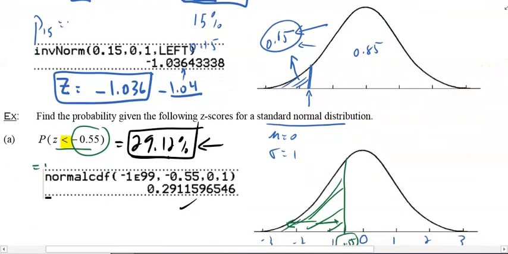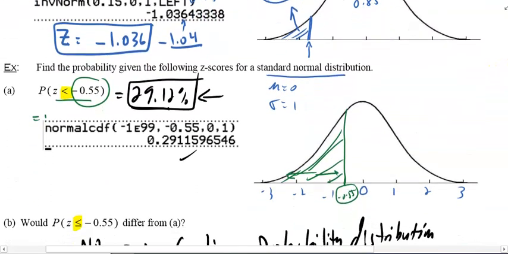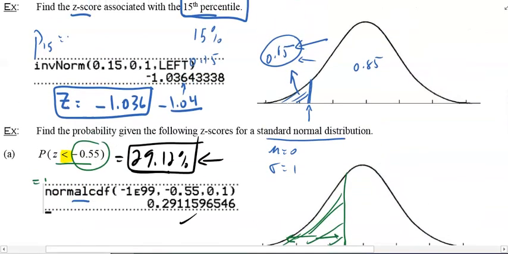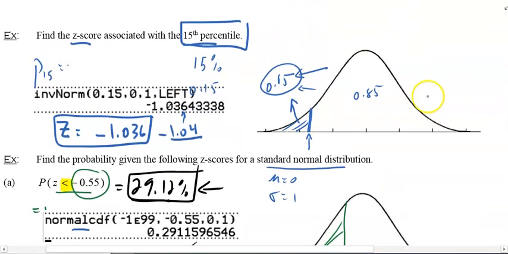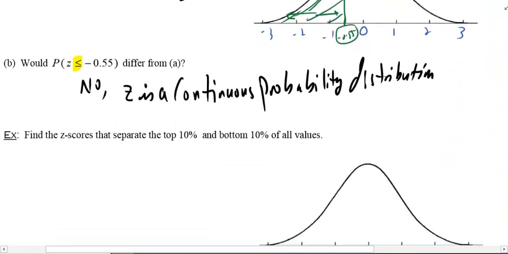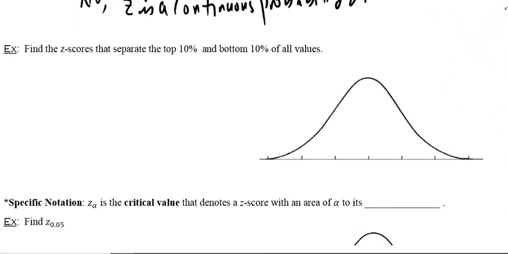So, if they gave me a z-score, I plug it in that normal CDF. If they give me an area and ask you, so they give you the probability and ask you for the z-score, you revert the inverse of the normal distribution. Same thing here. It says, find the z-scores.